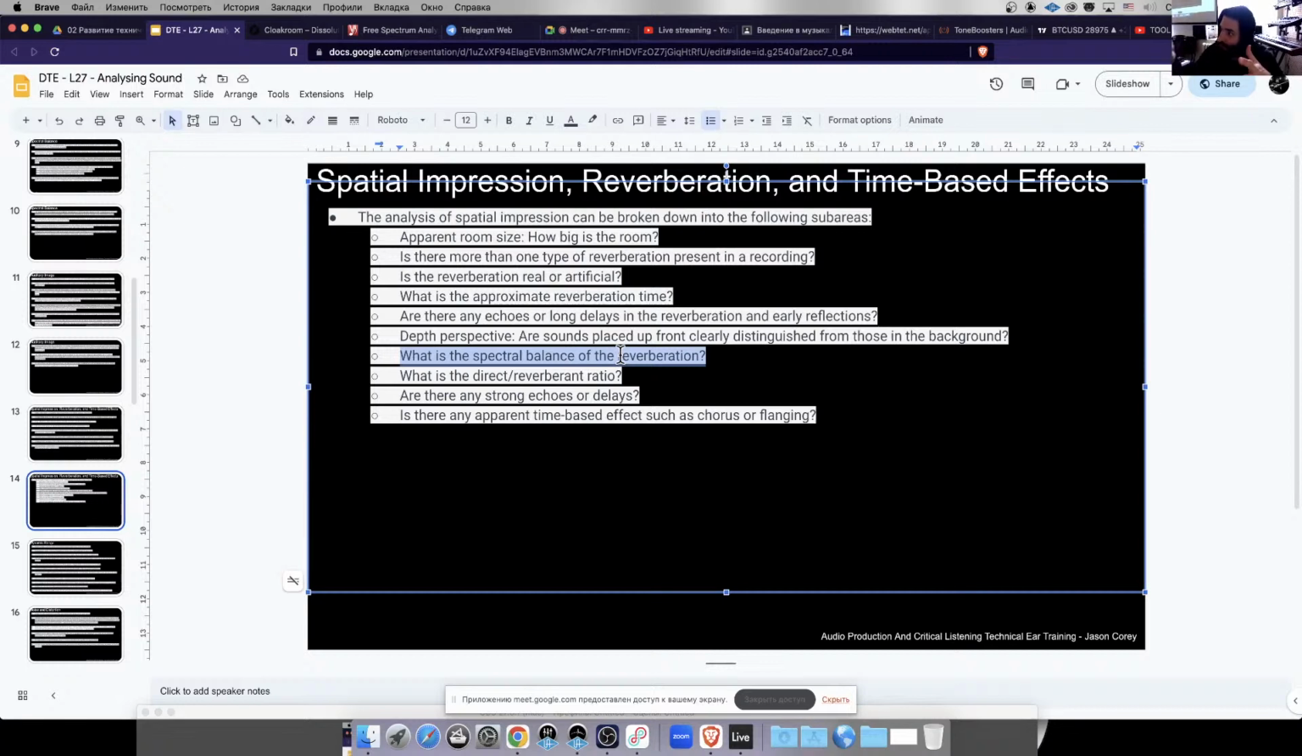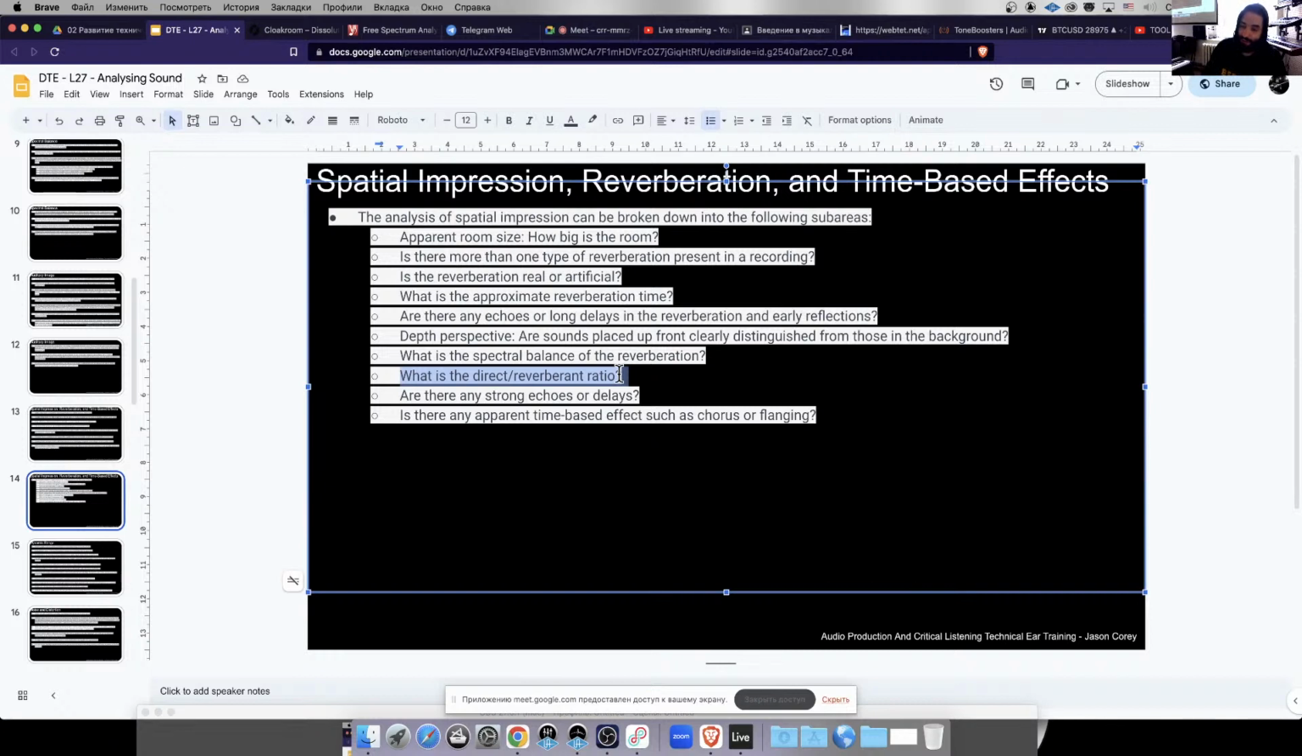Sometimes you cut the high end of the reverbs, things like that. Again, we're identifying what we should be paying attention to when we are listening to something. What is the direct versus reverb ratio? We discussed this in Fly Sound, remember? I was talking to you about that when you're making a recording, you're thinking a lot about it.